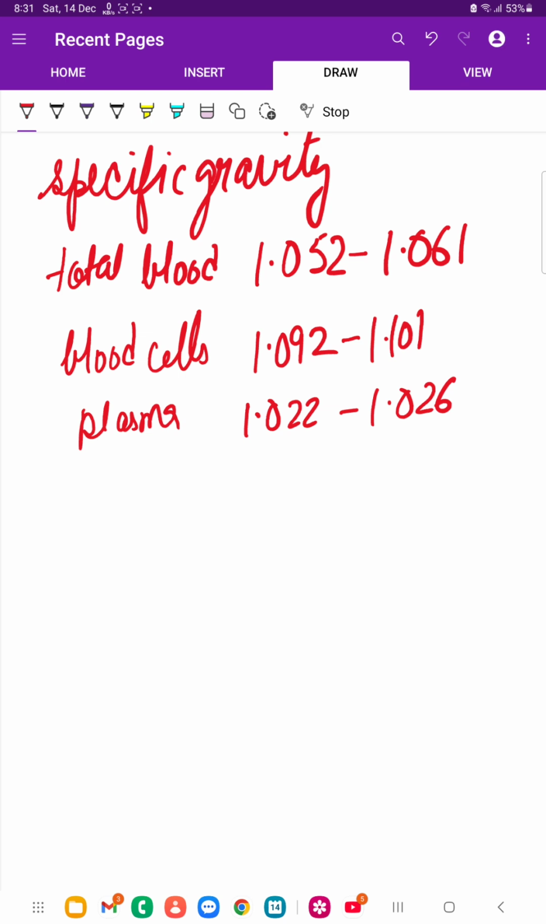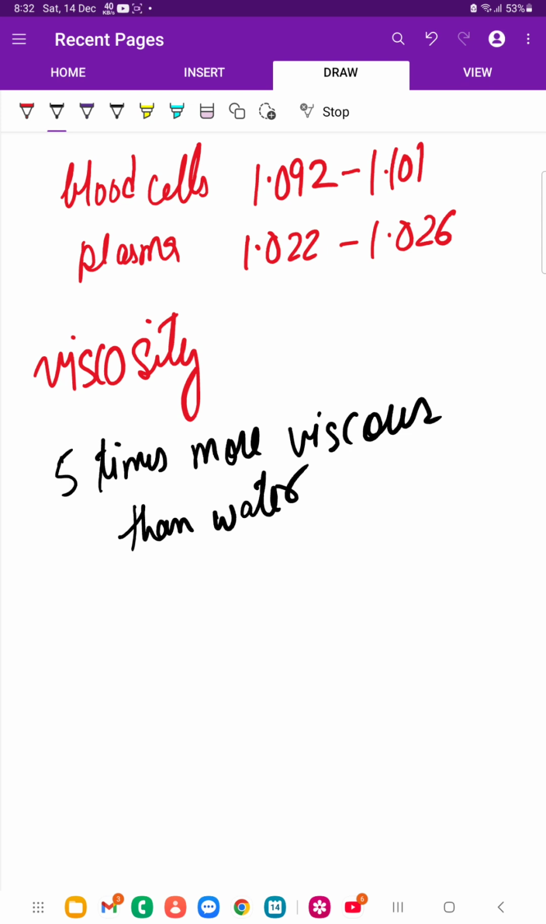Now the specific gravity of total blood is 1.052 to 1.061, of blood cells is 1.092 to 1.101, and of plasma is 1.022 to 1.026. Now the next property is viscosity. Blood is 5 times more viscous than water, mainly due to RBC and plasma proteins.